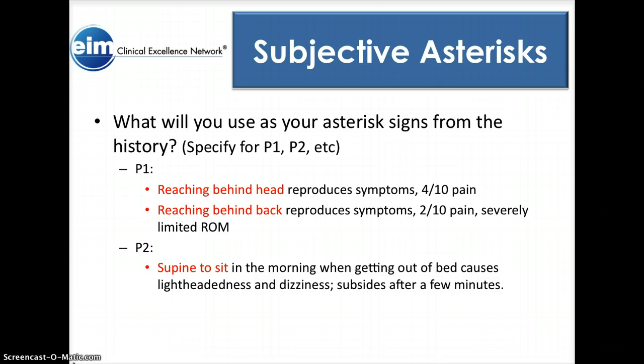So the subjective asterisk signs during the history that were picked up on for P1 were reaching behind the head, reproducing symptoms of 4 of 10 pain, and then reaching behind the back, which reproduced symptoms of about 2 of 10 pain, which was severely limiting his range of motion. Reaching behind the back was a little bit less than behind the head, but both reproduced symptoms. P2 asterisk sign was supine to sit, so laying down and then sitting up.